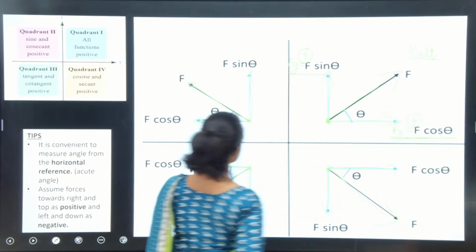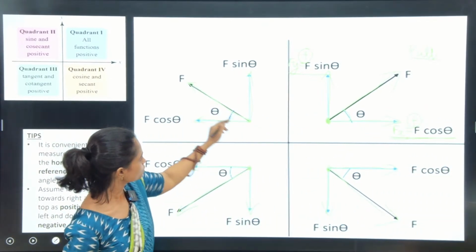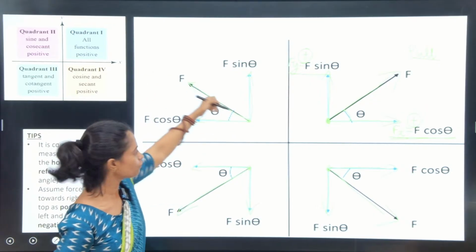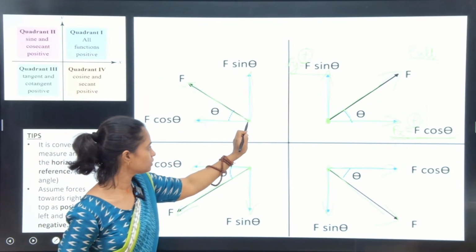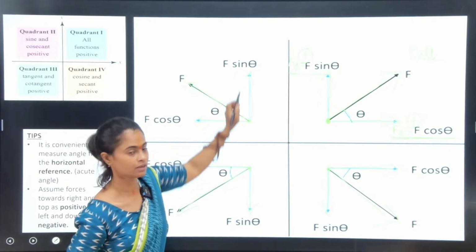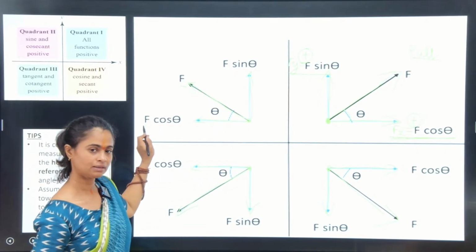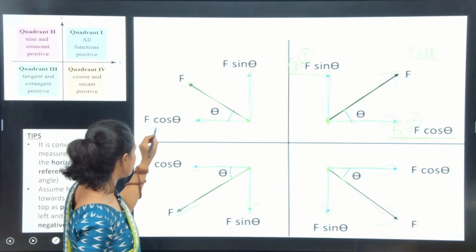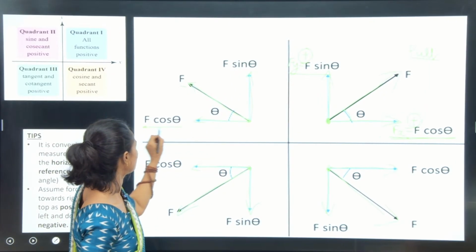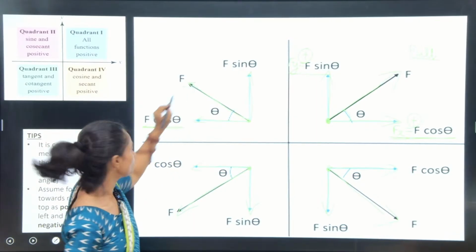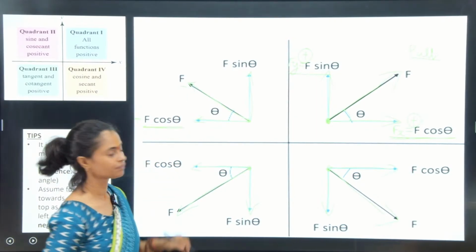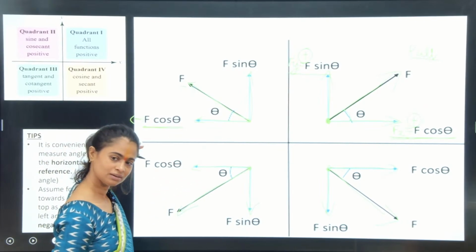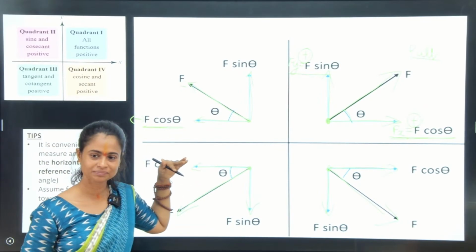Coming here in the second quadrant, force is pull type. Pull type means it will act outwards, away from the point. So its components will also be acting away. Fx will be acting in this direction, Fy will be acting in this direction. But this Fx of the force F will have a negative sign. Why? Because it is going leftwards. Clear?